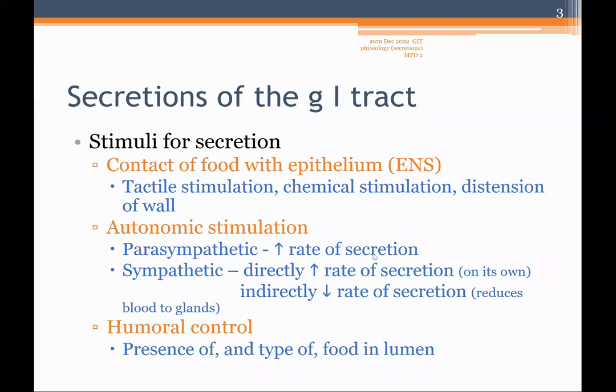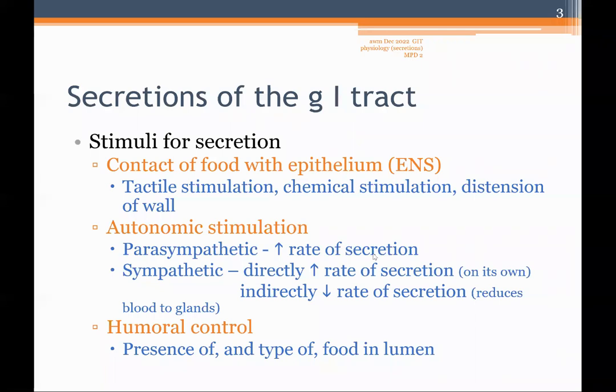Secondly, stimulation of the autonomic nerves. Basically, when you stimulate the parasympathetic nerves, you're going to get an increase in the rate of secretion, because parasympathetics normally act on the glandular cells. So when you stimulate the parasympathetic, you're going to get an increase in the rate of secretion.